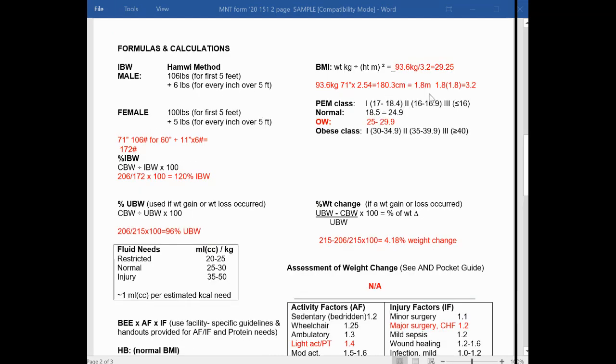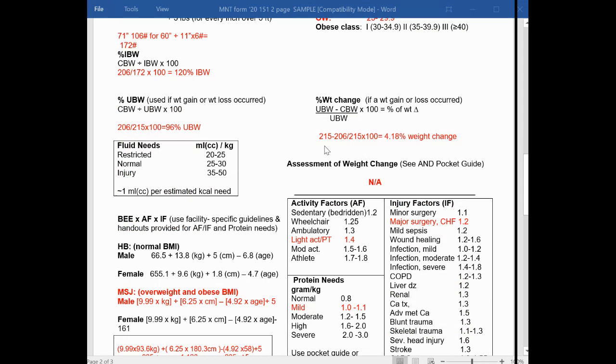But remember, we need to get to meters because our formula for a BMI is weight in kilograms divided by height in meters squared. So to get from centimeters to meters, we just bump that decimal point over 2 spots. So we get 1.8 meters. We're going to square that, and that gives us 3.2. So 93.6 kilograms divided by 3.2 gives us a BMI of 29.525, which puts us in the overweight category.